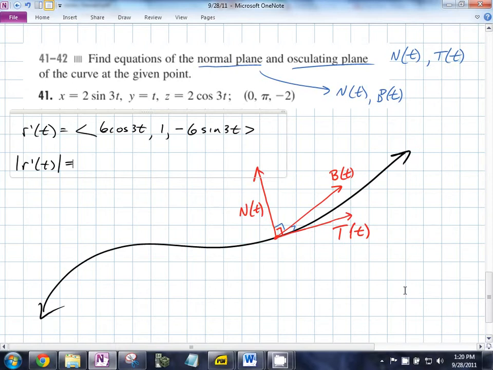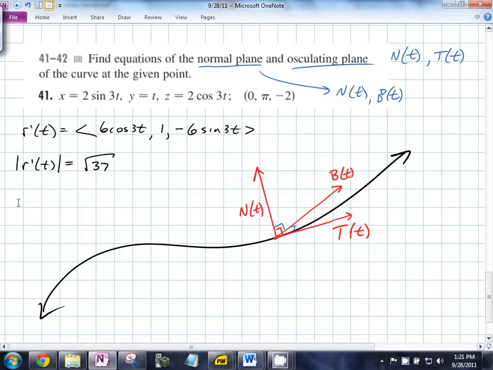So if I do that one, you get the square root of 37. Is that correct? The square root of 37. Does everybody see why it's 37? You get 36 cosine squared, 36 factors out. Okay. So therefore, the unit tangent vector, T of t, is going to be what? 1 over root 37 times 6 cosine 3t, comma 1, comma negative 6 sine 3t. Are we okay with that?